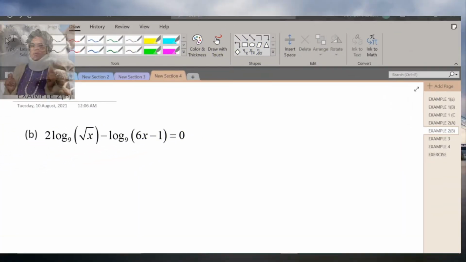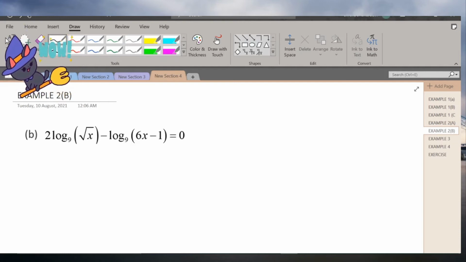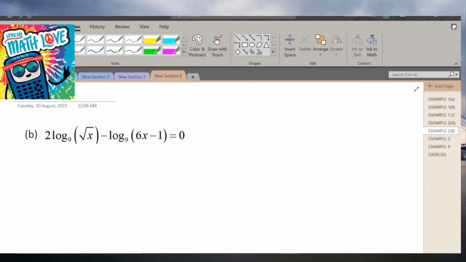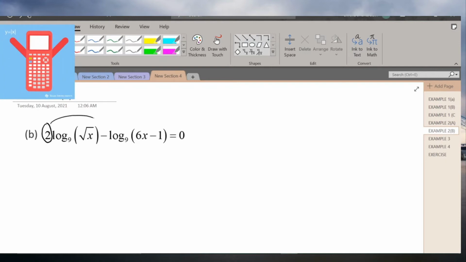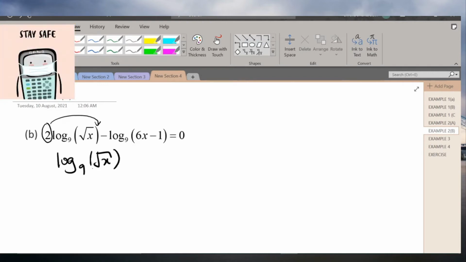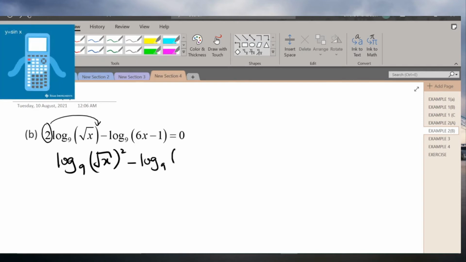For example 2b, we have 2 log base 9 of square root of x minus log base 9 of (6x minus 1) is equals to 0. So what we can do is we can group the log terms. Because there's a 2 here, we can use the basic rules of logarithms and put it as the power. So this will be log base 9 of square root of x to the power of 2, where the power of 2 will cancel out the square root, and minus log base 9 of (6x minus 1) is equals to 0.